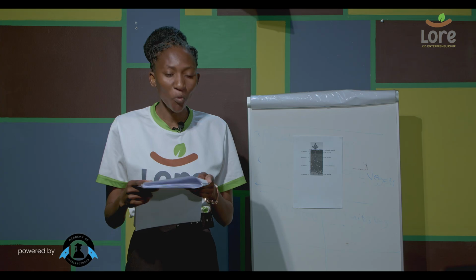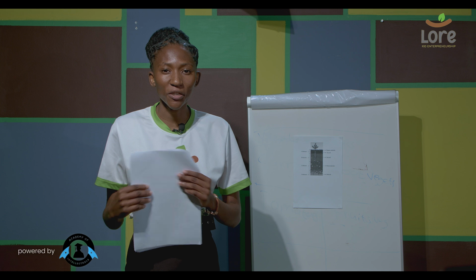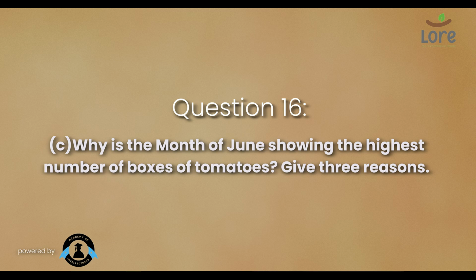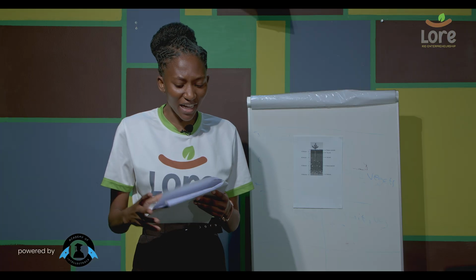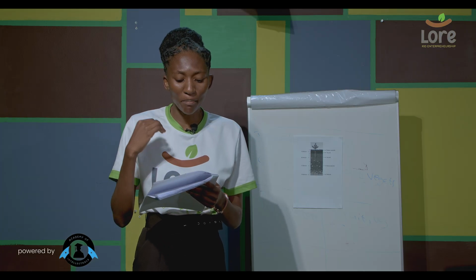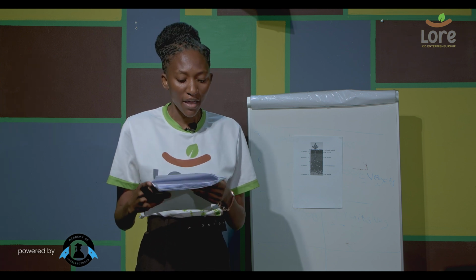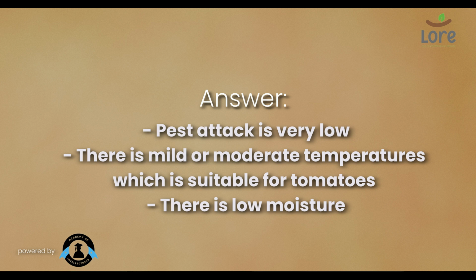Let's continue with question C of our revision paper. Question C is saying, why is the month of June showing the highest number of boxes of tomato? Give 3 reasons. Basically, this question is asking us why mild winter is good for growing tomato. Our answer is that pest attack is very low during winter, and also there is mild or moderate temperature which is suitable for tomatoes, and lastly there is low moisture.